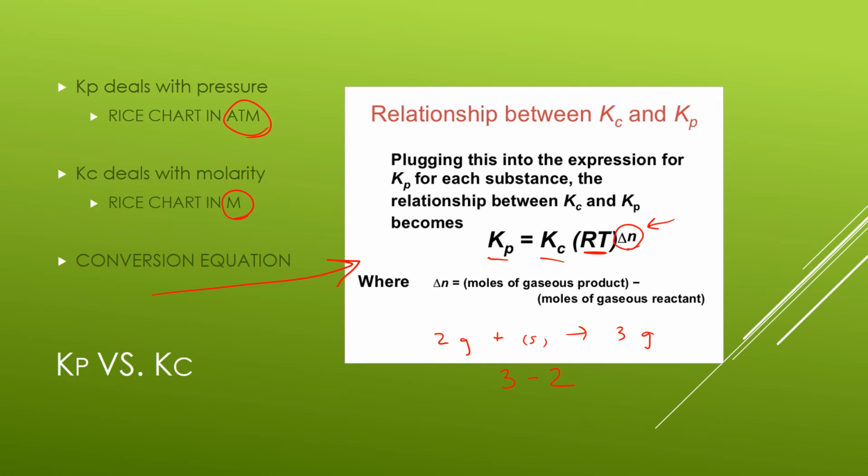So if I had, for instance, only 1 mole of gas on this side and 2 moles of gas on that side, products would be 1 minus 2. So it's okay to have -1, a negative quantity for my delta N. So that's how we convert Kp to Kc. They are not interchangeable.